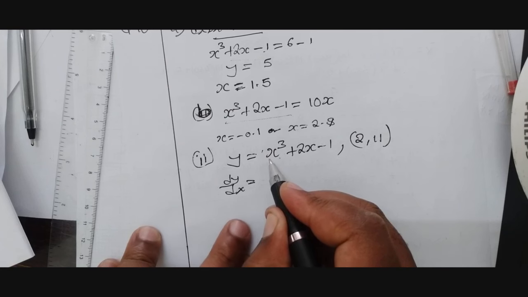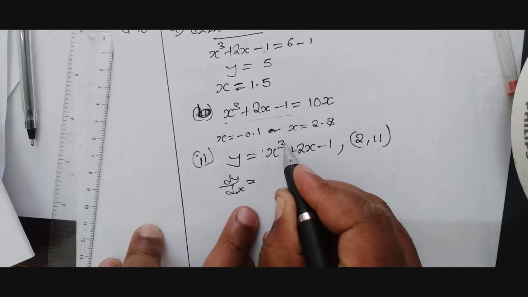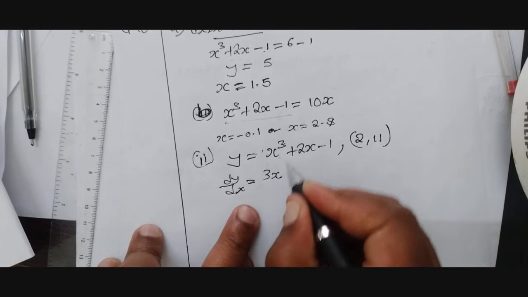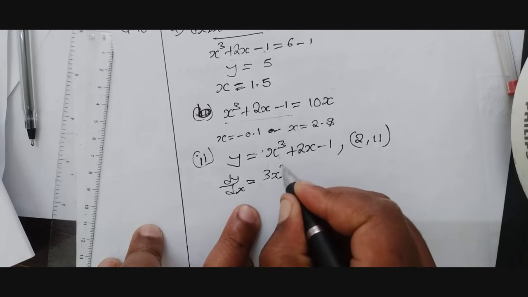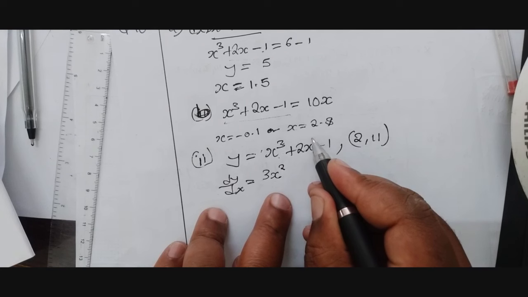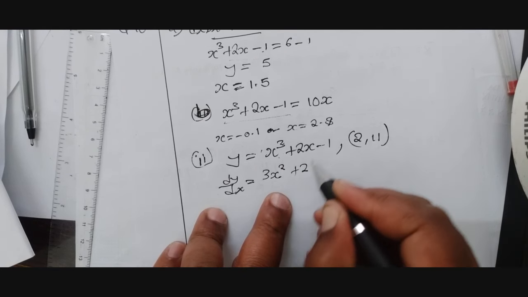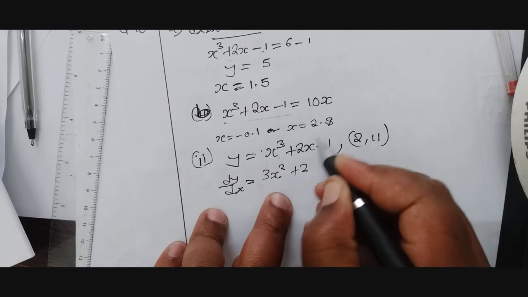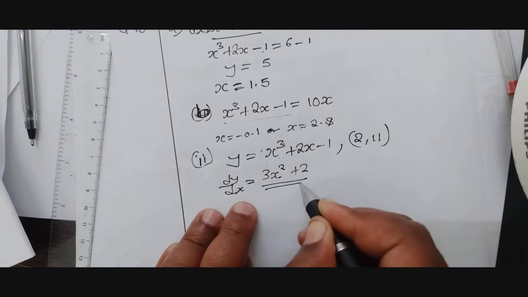Now, according to the power rule of derivatives, you multiply the power by the coefficient. 3 by 1 is 3x. You less 1 from the power, so we have 2. Here there is 1. 1 by 2, it will be 2. 1 minus 1, it will be 0. x to the power 0 is 1. 1 by 2, it will be 2. So this is the gradient function.